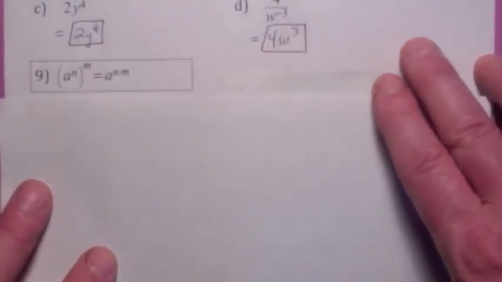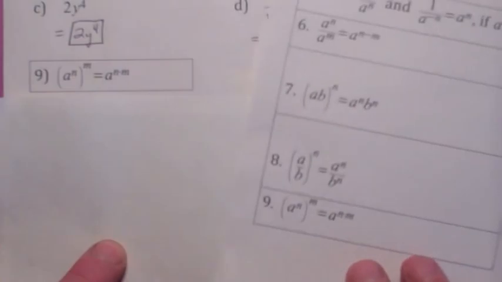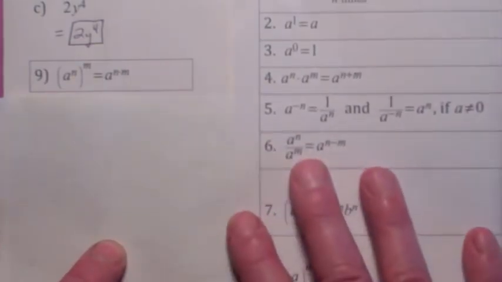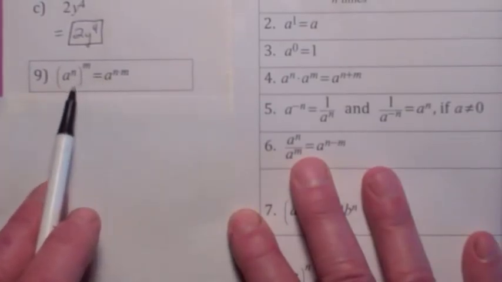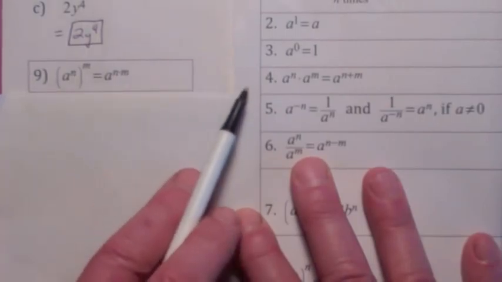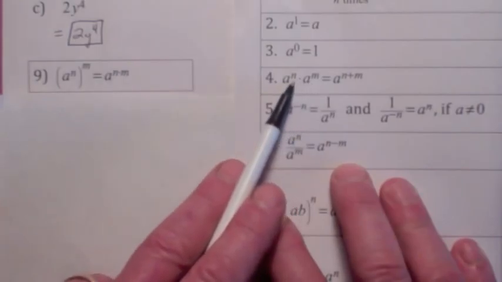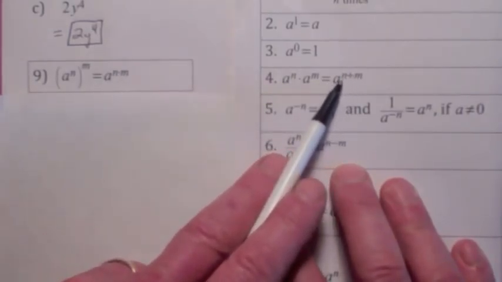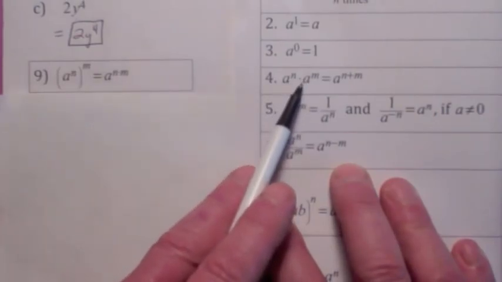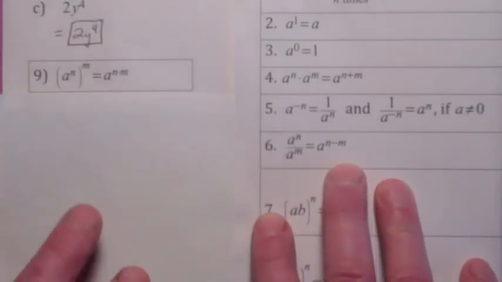Okay, here's the last rule. This rule says if you have a base to a power and that whole thing is being raised to a power, you multiply the exponents. You keep the base the same and you multiply the exponents. Power to a power, you multiply the exponents. Don't get it confused with Rule 4. It's very easy to do. Rule 4 says if you have 2 expressions that are being multiplied with the same base, you keep the base the same and add the exponents. So when you raise a power to a power, you multiply the exponents, and when you multiply 2 expressions with the same base, you add the exponents. Don't get Rule 9 mixed up with Rule 4.